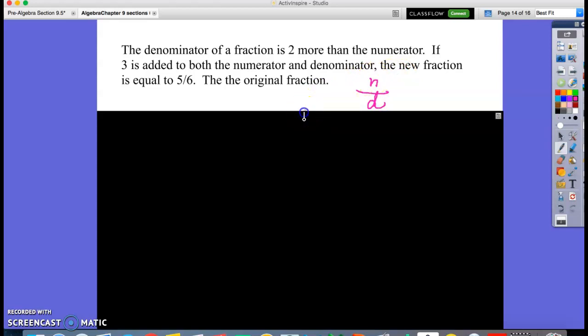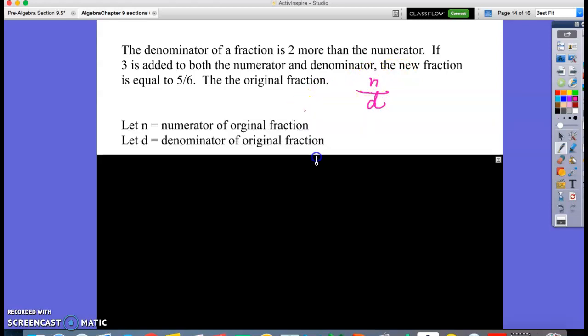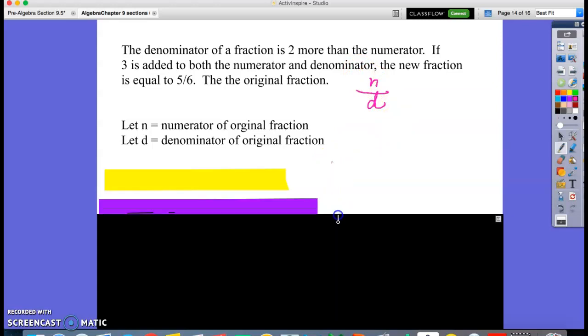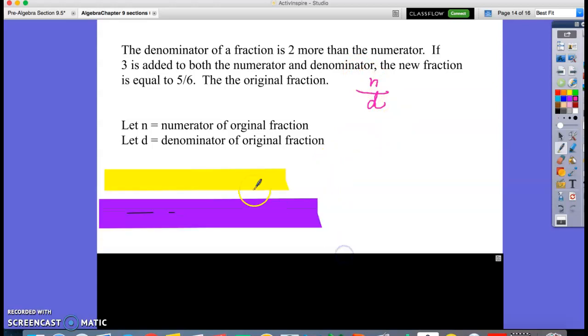So we don't know what those numbers are. So I'm going to say n is our numerator and d is the denominator. These are the two variables. And then it says the denominator of a fraction is 2 more than the numerator. How do I write that? D equals 2 plus n, right? So we get D equals 2 plus n.